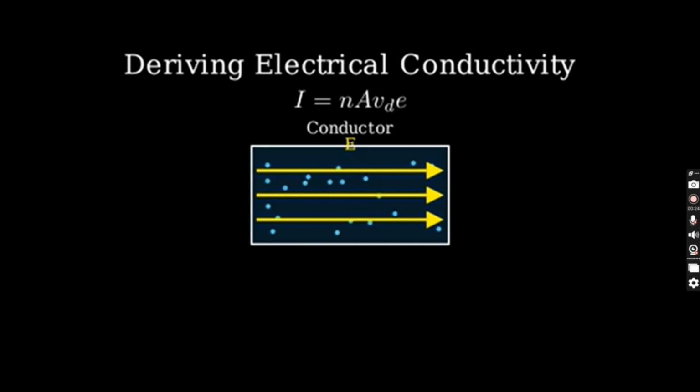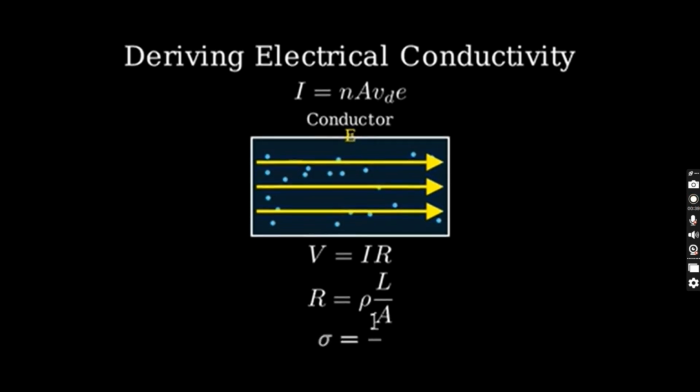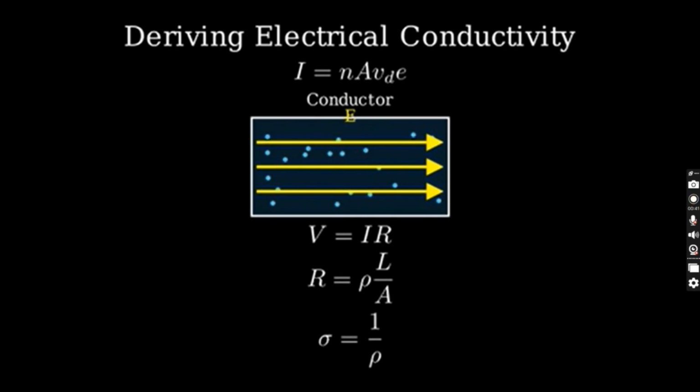Let's start with Ohm's law. Voltage equals current times resistance. We know that resistance depends on the material's resistivity, length, and cross-sectional area. The electrical conductivity sigma is defined as the inverse of resistivity. This gives us sigma equals 1/ρ.